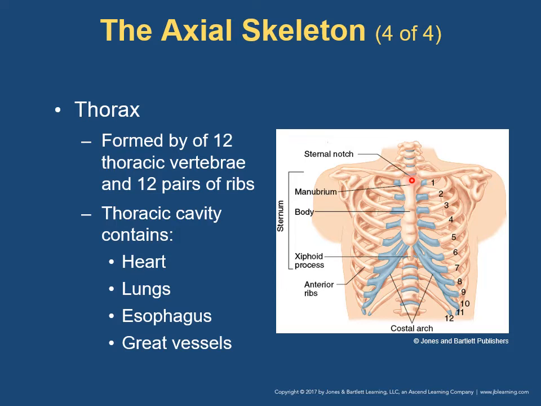The sternum contains 3 components. The manubrium, that's going to be the upper section here. And then you have the body, which is the bulk of the sternum here. And then the xiphoid process is a narrow cartilage tip here.